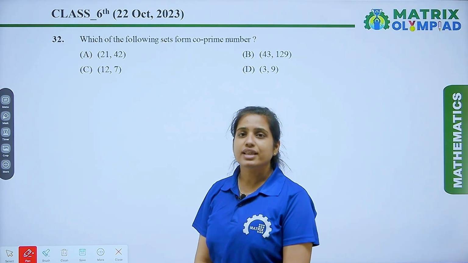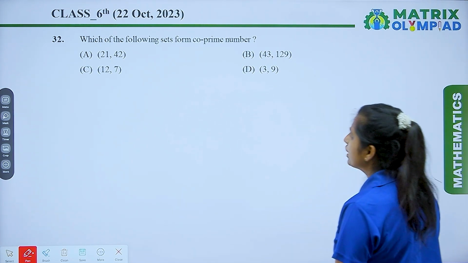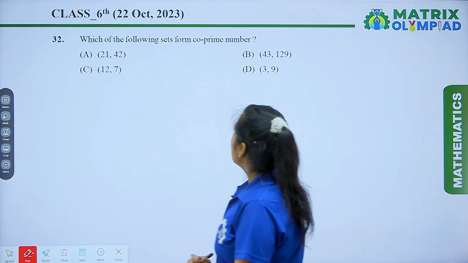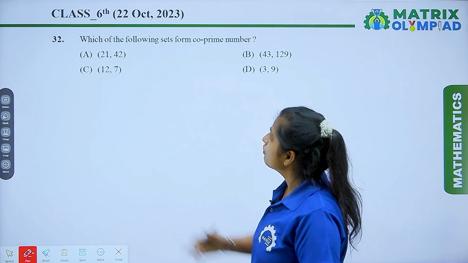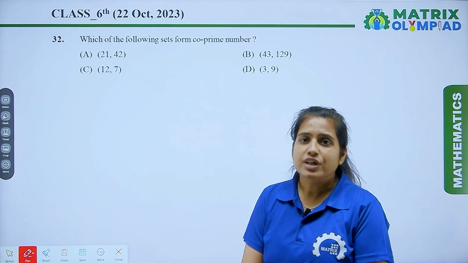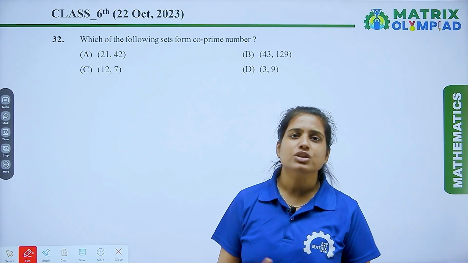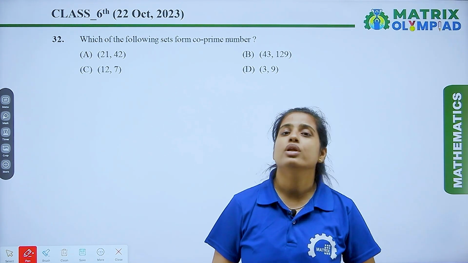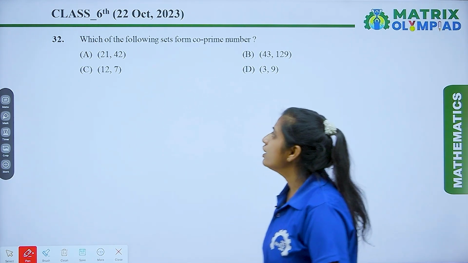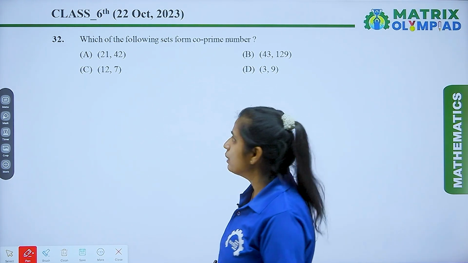Now let's start with the next question, question number 32. In this question we have to find the pair of co-prime numbers. Which of the following sets form co-prime numbers? First we have to know what co-prime numbers are. Co-prime numbers are numbers which have only one common factor, that is 1. So let's find out which set has co-prime numbers.